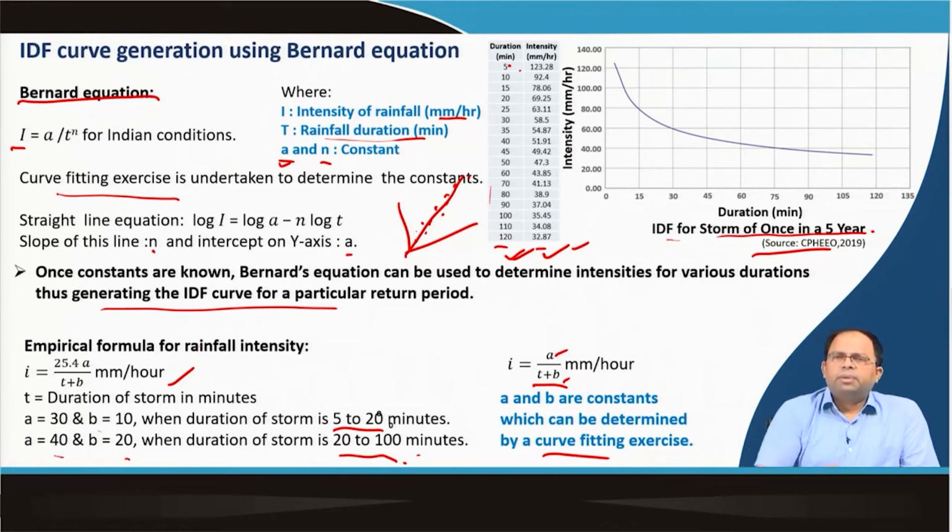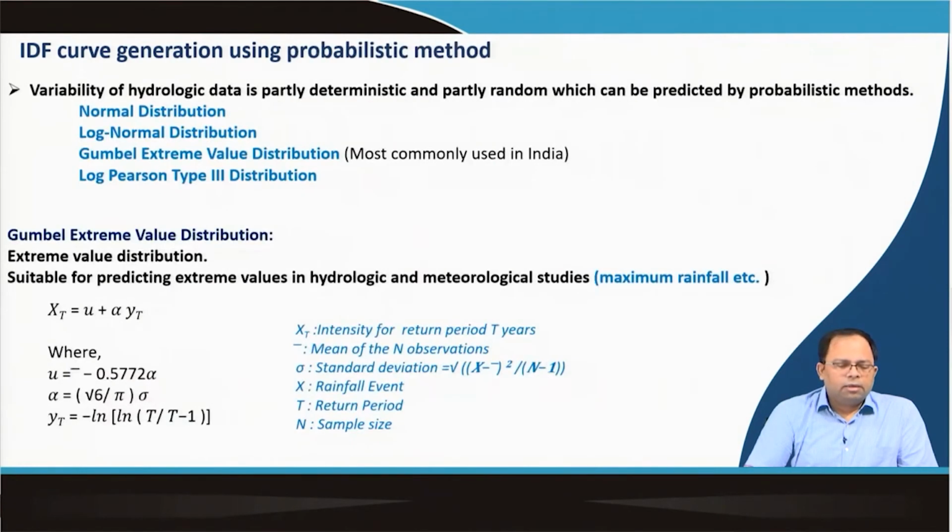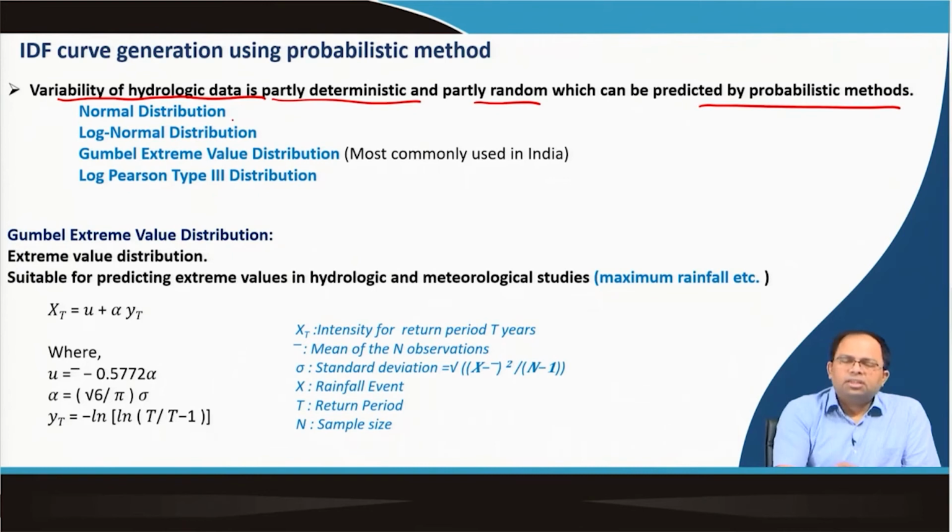Now, Barnard's equation is pretty common in Indian context. We use this based on the data that we have got, but there are other methods as well. For example, as we know that this kind of rainfall events are probabilistic, so we can use a stochastic approach as well. So, we know that there is variability of hydrologic data, that means we are taking the maximum, but there is variation in the data, and so it is partly deterministic and partly random, which can be predicted using probabilistic methods. So, the equation that we have used earlier was Barnard's equation. It was following a certain formulation of that particular equation.